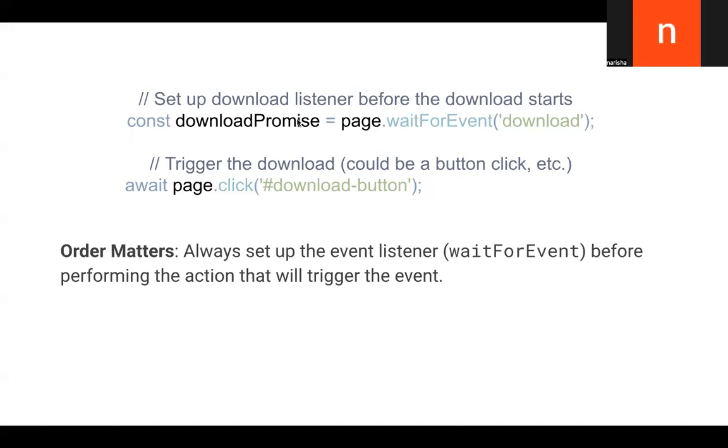The second example is for downloads. Let's say there is a download event that has to start. So we have to wait for that event, passing download as a parameter. Then page.click on the download button triggers the download, could be a button click or something like that. We always want to ensure that the event is ready in the DOM. After that only, we can perform a particular set of actions.